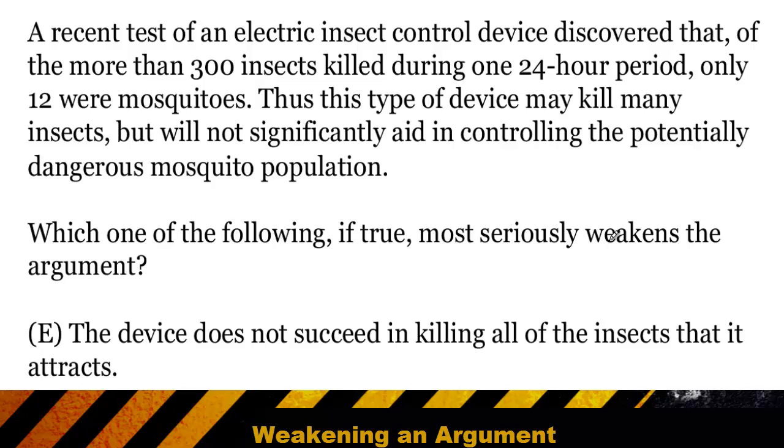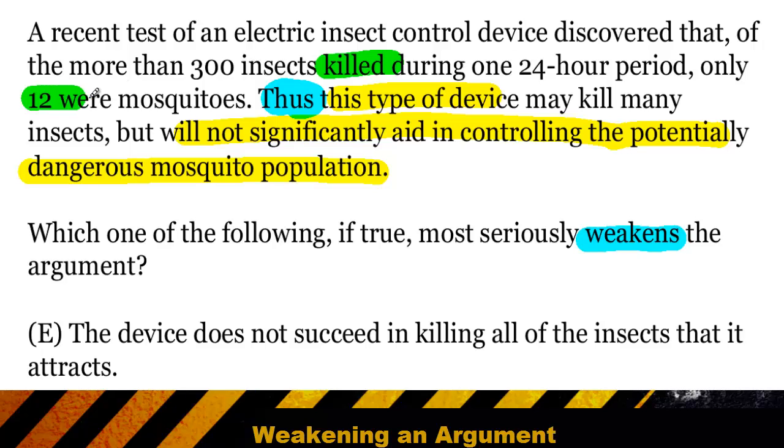This question asks us to weaken the argument, which means we're looking for a reason, and generally stronger reasons are better. Our first step is to identify the conclusion. In this case, they've made it easy with the word "thus." So our conclusion is that this type of device will not significantly aid in controlling the dangerous mosquito population. And the reason the argument gives is that over a 24-hour period, of the 300 insects killed, only 12 were mosquitoes. So since it only killed 12 mosquitoes, we don't think the device is going to work.